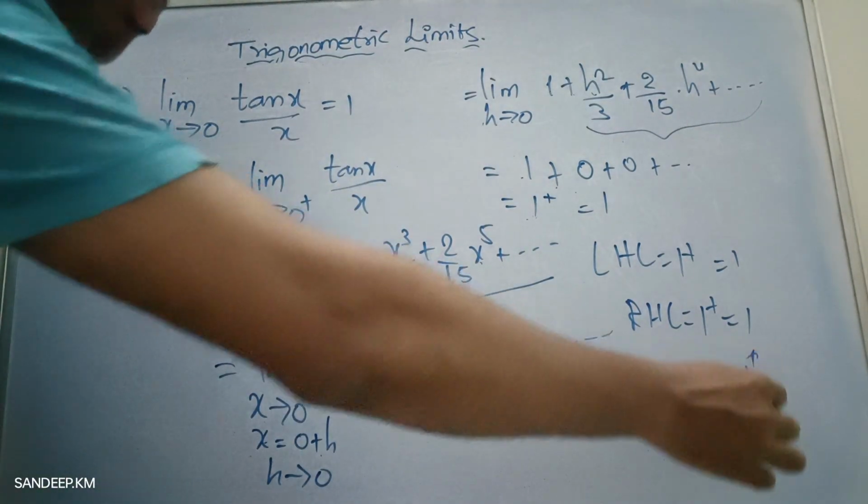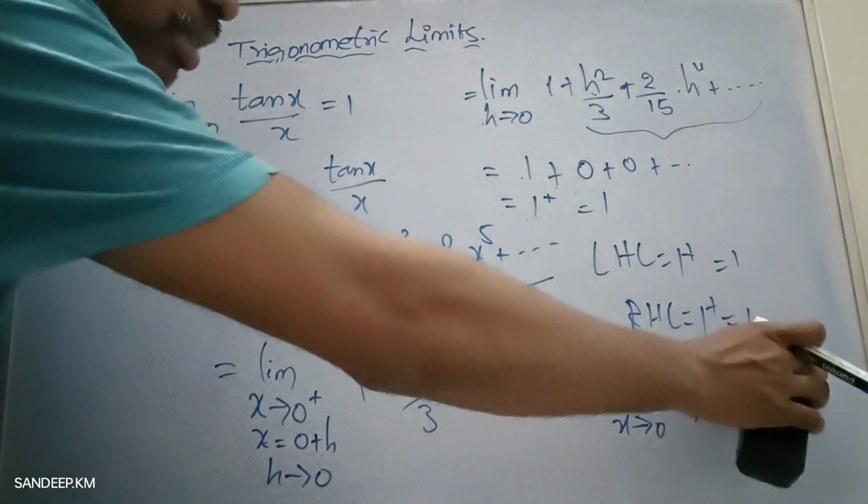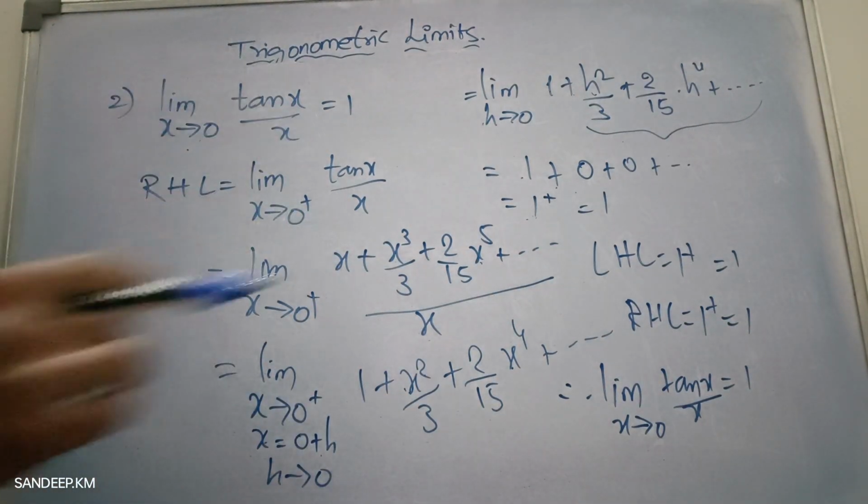Remember, it is 1 point something. 1 plus. Okay? 1 plus. But we will write it as 1 only. Limit x approaches 0, tan x by x is 1. But if needed, you should take it as 1 plus.